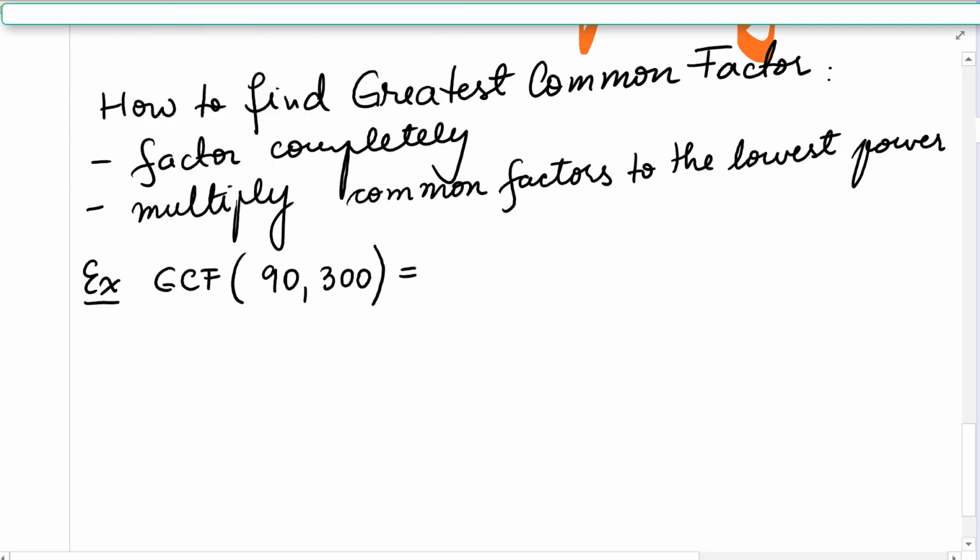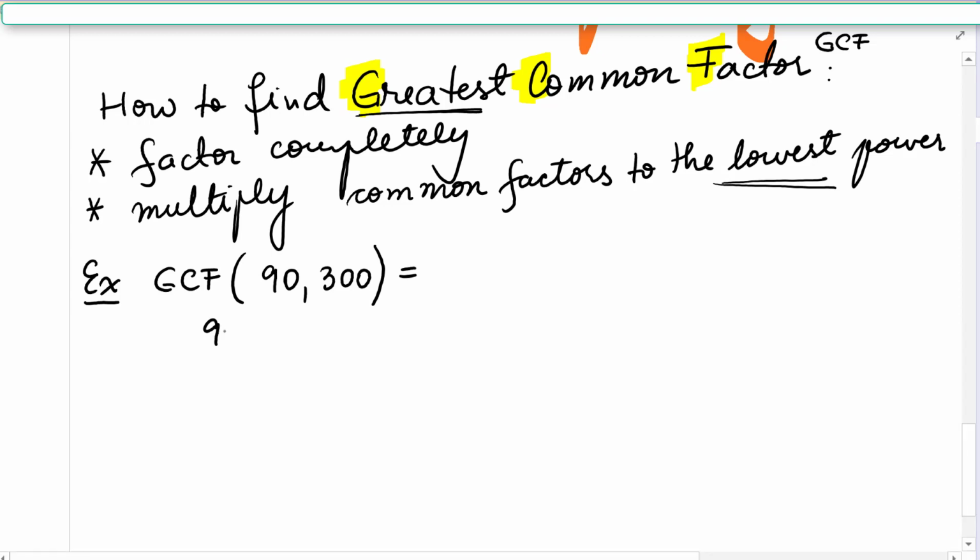That's why we have GCF, right? Greatest common factor. Well, we want to factor completely or do the prime factorization when we deal with numbers, and then multiply common factors to the lowest power. So you see how it's called greatest common factor, and we are actually looking for the lowest power. So let's do this example, greatest common factor of 90 and 300.